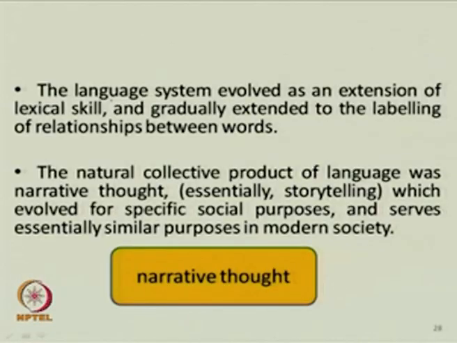So as Donald says here, the natural collective product of language was narrative thought, essentially storytelling, which evolved for specific social purposes and serves essentially similar purposes in modern society, right. To be able to articulate things in a linear sort of way. This happened, and then that happened, and then the following happened. To add causality to it, this happened, then that happened, and because of that, a third thing happened.